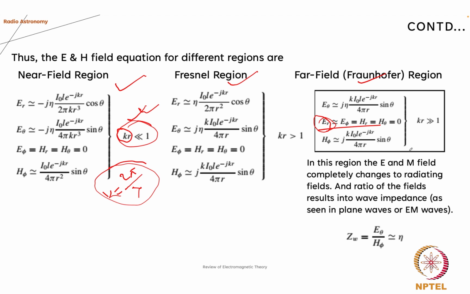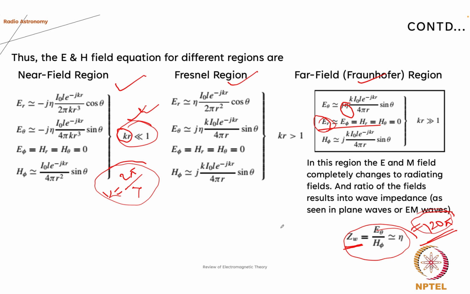Also, a quick bit: there is something called the eta quantity here, which is nothing but the impedance of the medium, calculated by E_theta by H_phi, which for free space is equal to 120 pi. So you need to remember this because it comes in most competitive exams very frequently.